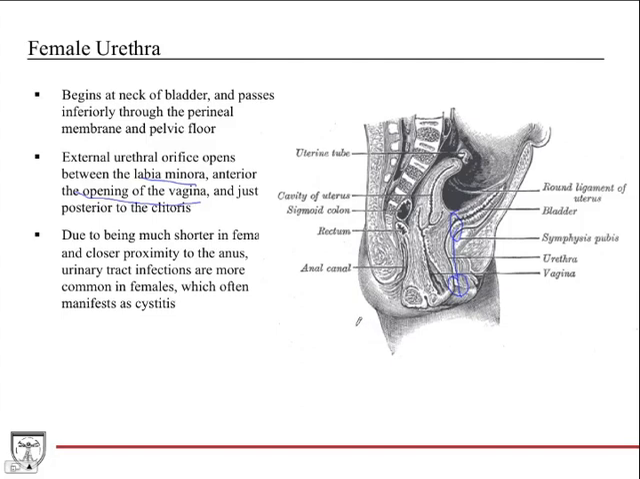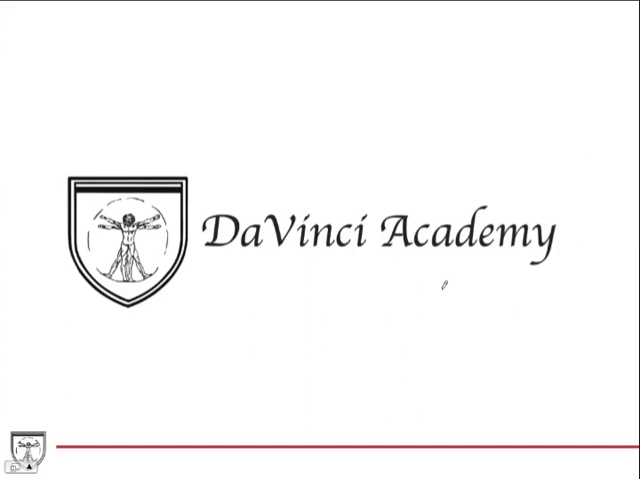Due to it being much shorter in the female and having a closer proximity, so here's the opening of the urethra, and then here's the opening of the anus here. Due to that close proximity, you have a lot of floral bacteria here, and so it's much more common in females to have urinary tract infections, because the urethra is much shorter, so the bacteria doesn't have to travel as far to get up to the bladder, and also since you have this close proximity to the anus, you have a buildup of bacteria in this region. And that closes out our discussion of the urinary tract.